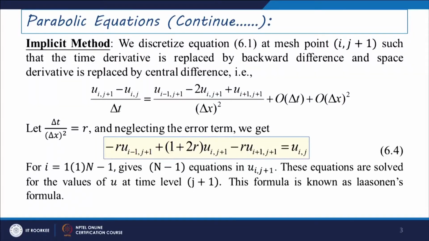So, if you go for the implicit method, first we will discretize this equation. Suppose the equation is in the form del u by del t equals del square u by del x square. Then we can replace this derivative at the point i, j plus 1, such that the time derivative is replaced by backward difference and the space derivative is replaced by central difference.